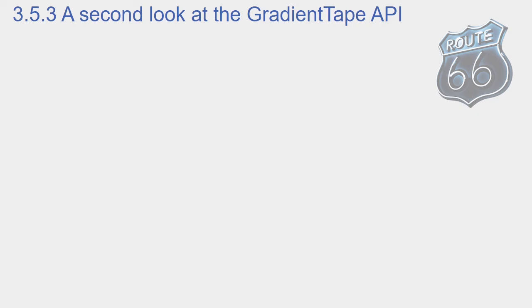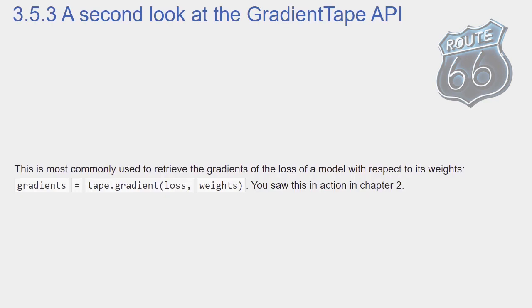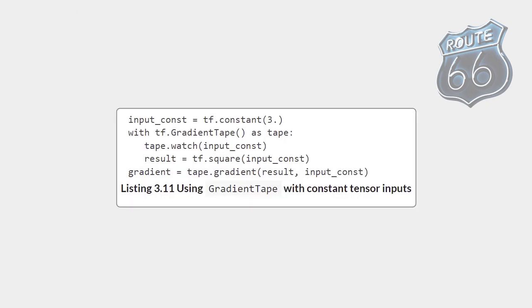Section 3.5.3. A second look at the gradient tape API. So far, TensorFlow seems to look a lot like NumPy, but here's something NumPy can't do: retrieve the gradient of any differentiable expression with respect to any of its inputs. Just open a gradient tape scope, apply some computation to one or several input tensors, and retrieve the gradient of the result with respect to the inputs. This is most commonly used to retrieve the gradients of the loss of a model with respect to its weights: gradients = tape.gradient(loss, weights). You saw this in action in Chapter 2.